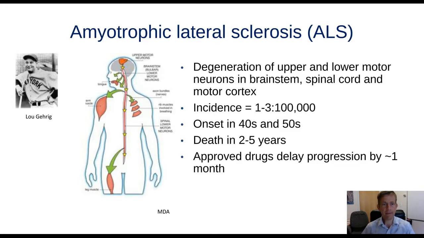So with that in mind, we set out to identify potential tandem repeat expansions in amyotrophic lateral sclerosis, or ALS. And ALS is also known as Lou Gehrig's disease and is the result of the degeneration of upper and lower motor neurons in the brainstem, spinal cord, and motor cortex, leading to loss of muscle innervation, paralysis, and ultimately respiratory failure right at the heart of adult life. And no drugs are able to prevent ALS onset. A couple can delay progression by about a month or so, underscoring the need for better therapeutics for this devastating disorder.